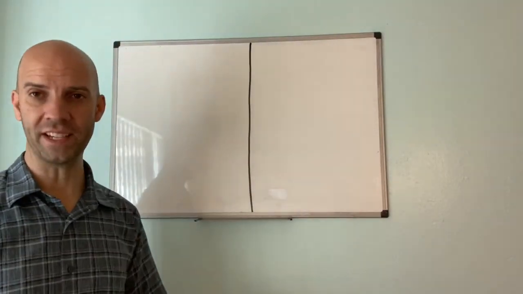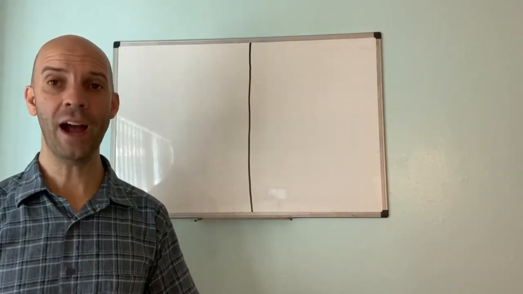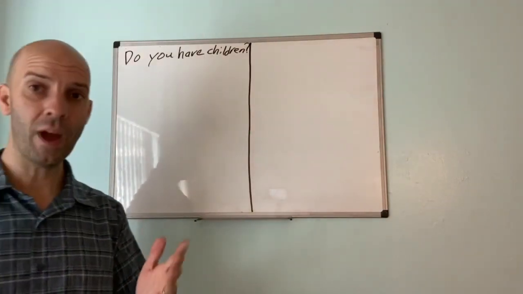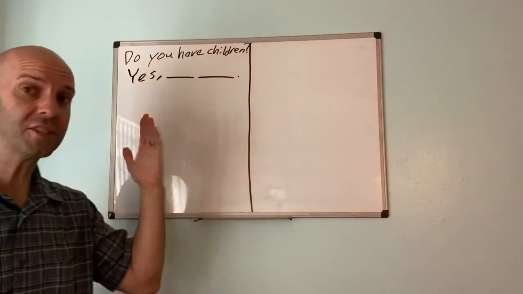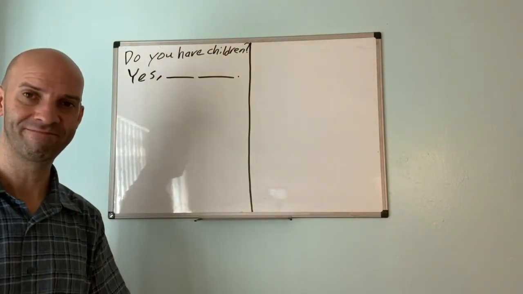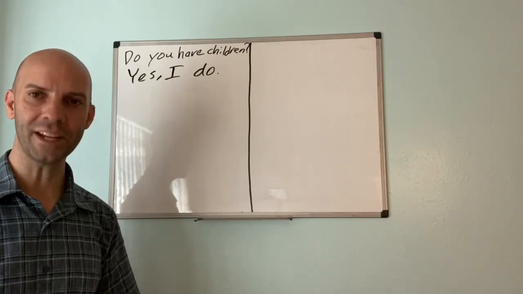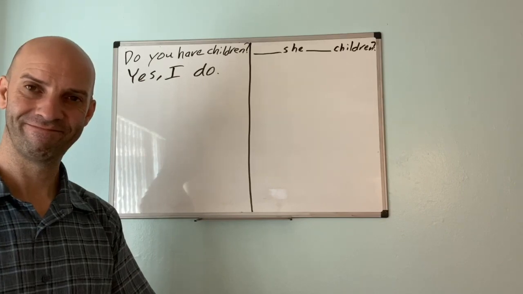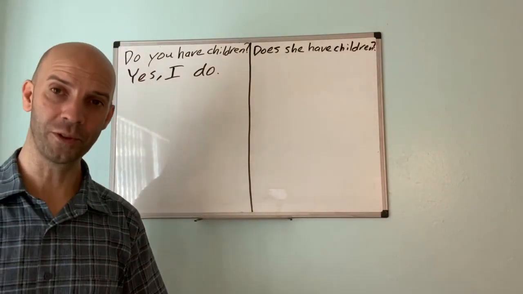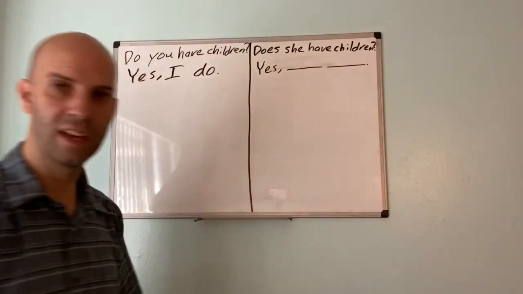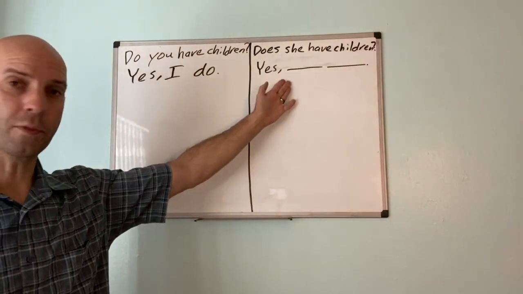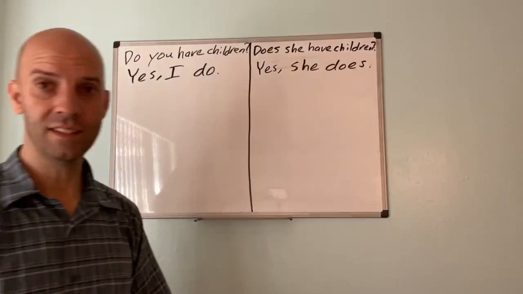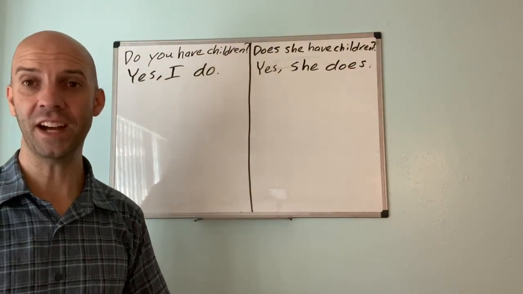Okay, now let's do some writing together. Write this question. Do you have children? Write the short answer. Yes, I do. Write the same question, but in the third person. Does she have children? Now write the same answer, but in the third person with the pronoun she. Yes, she does.